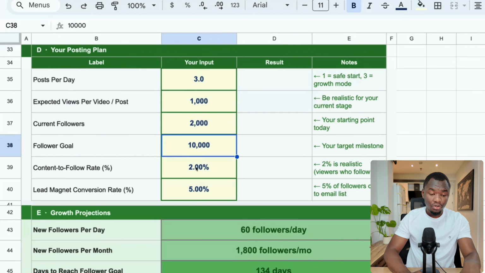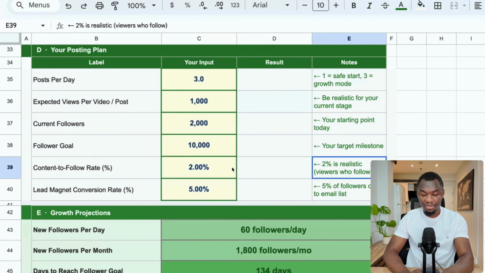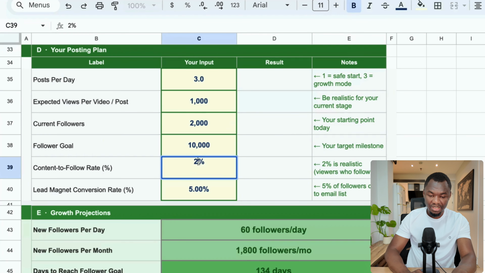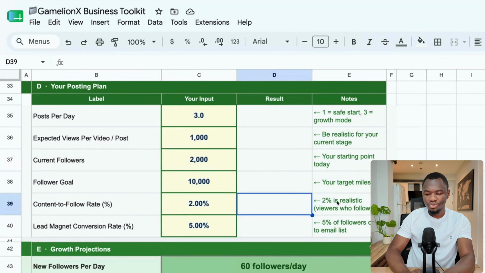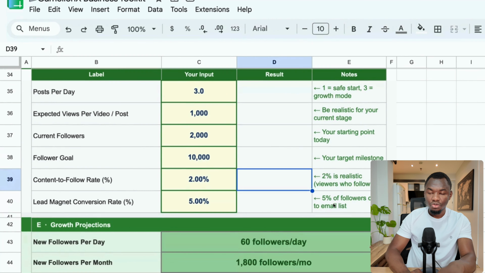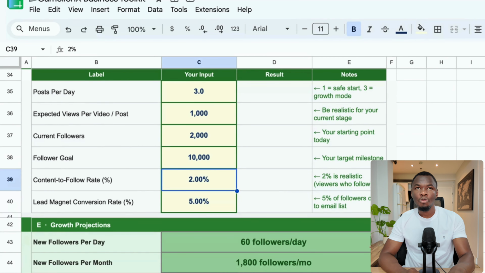With this goal, your content to follow rate is 2%, which is good. This is the realistic figure. We wrote the 2% over here. So the follow rate is like 2% of people who view your content tend to become followers. This is great. You can have some viral moments where the rates go higher, but we cannot bank on that. We are looking at realistic figures.